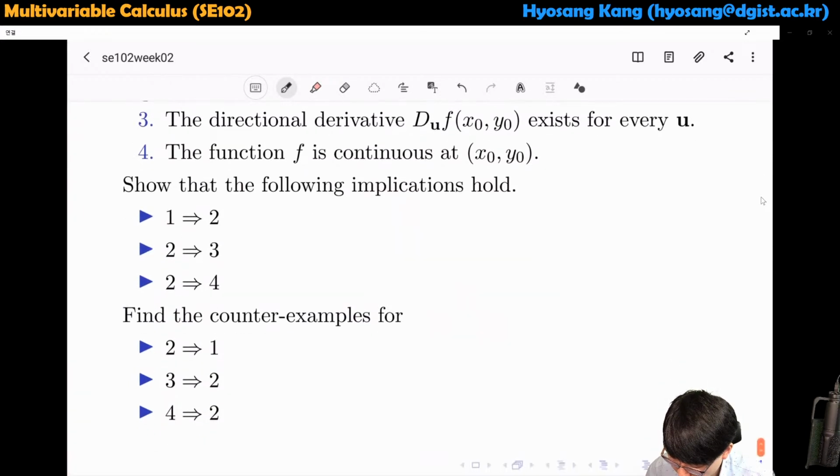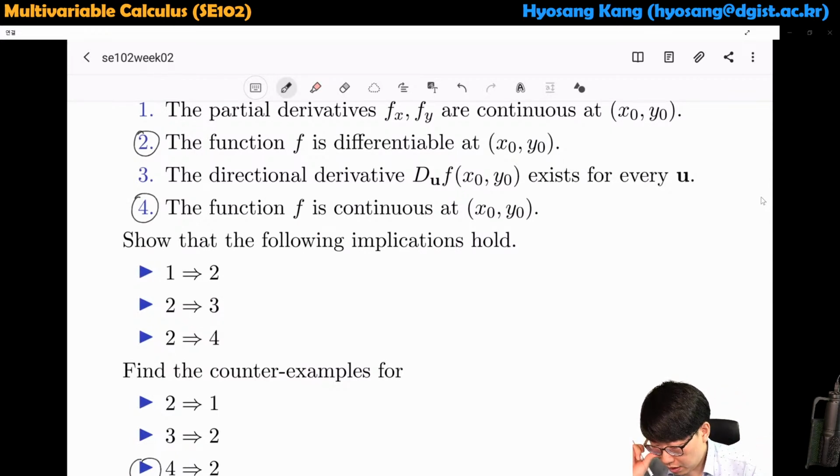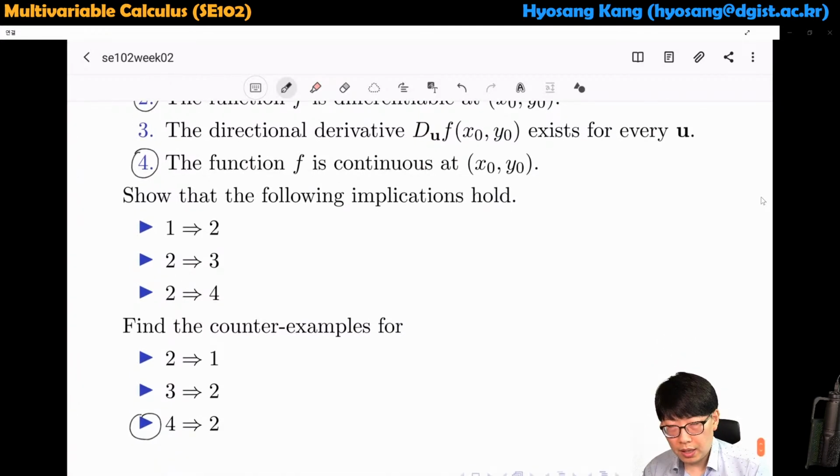First of all, let's give a counterexample for 4 implies 2. So 4 says f is continuous at (x0, y0), but 2 says f is differentiable at (x0, y0). So continuity does not imply differentiability. I want the counterexample of this implication. I'm saying that this implication is wrong. So I'm just going to give you a counterexample.